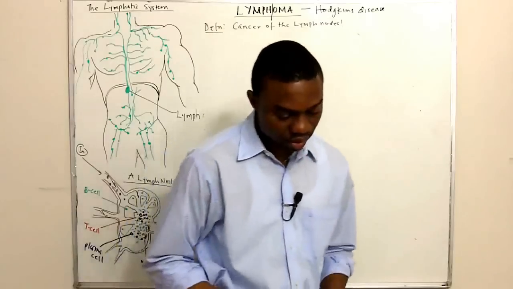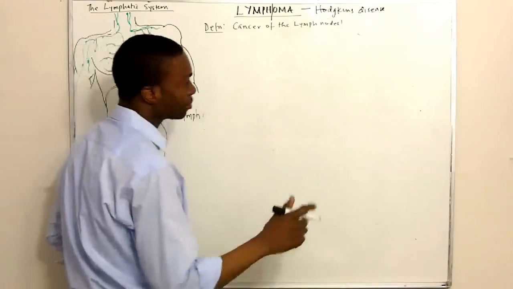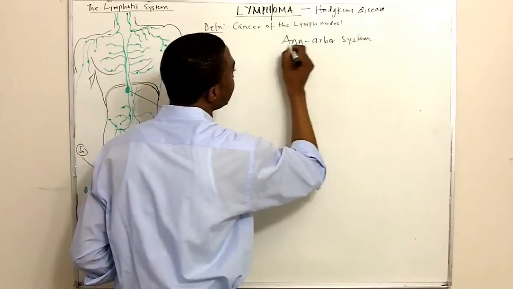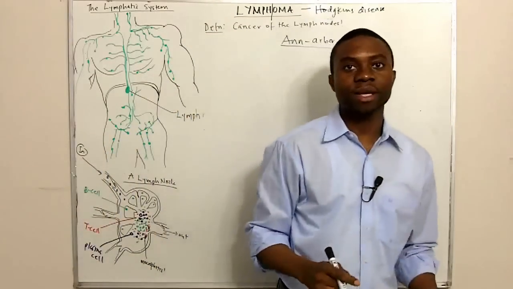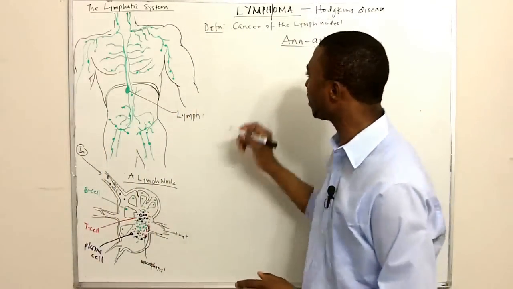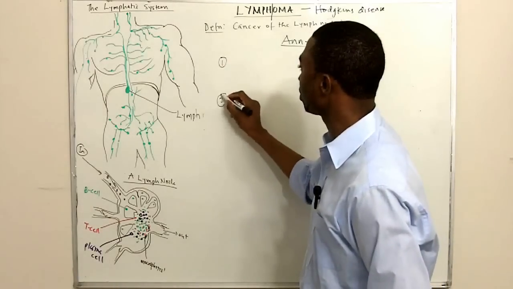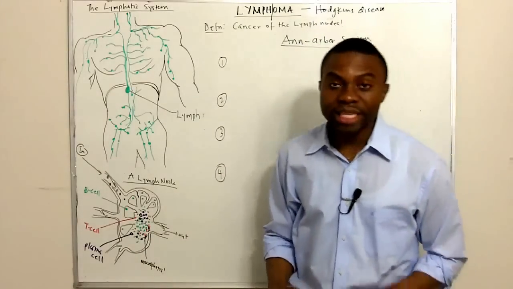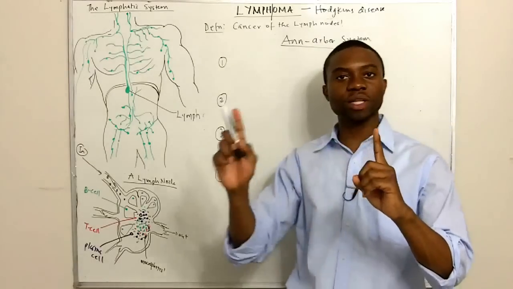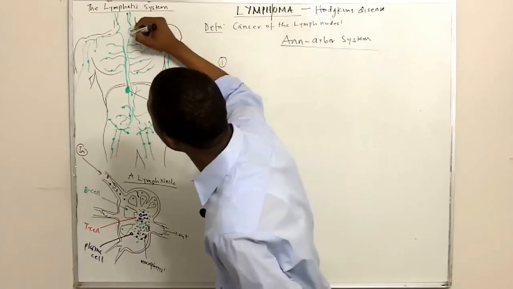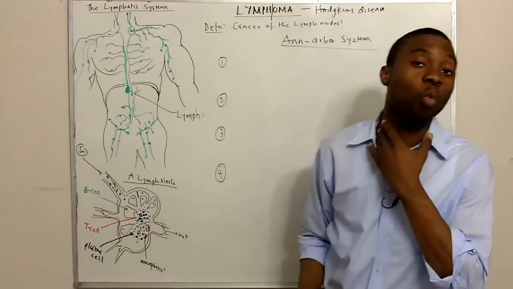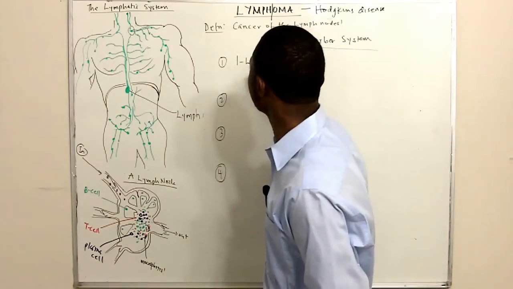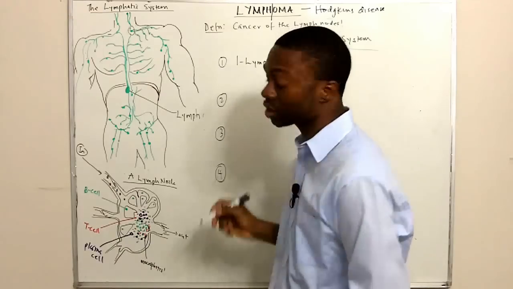So, using the Ann Arbor system, we are going to stage this disease. It is only 4 stages. Very, very easy. There is stage 1, stage 2, stage 3, and stage 4. Usually stage 1 means 1 lymph node. So let's pick a lymph node. I'm just going to pick that guy. Look at that. If I only found 1 lymph node that is very swollen, that is stage 1. Very simple.